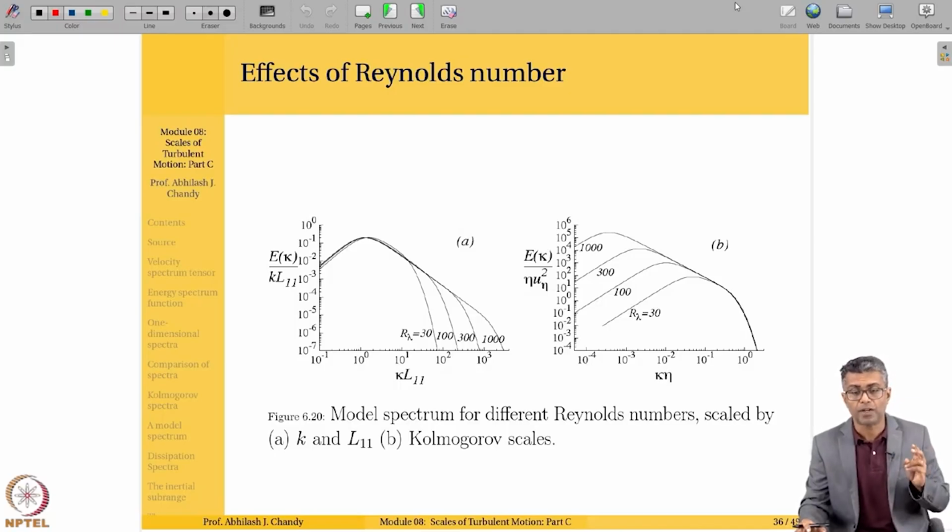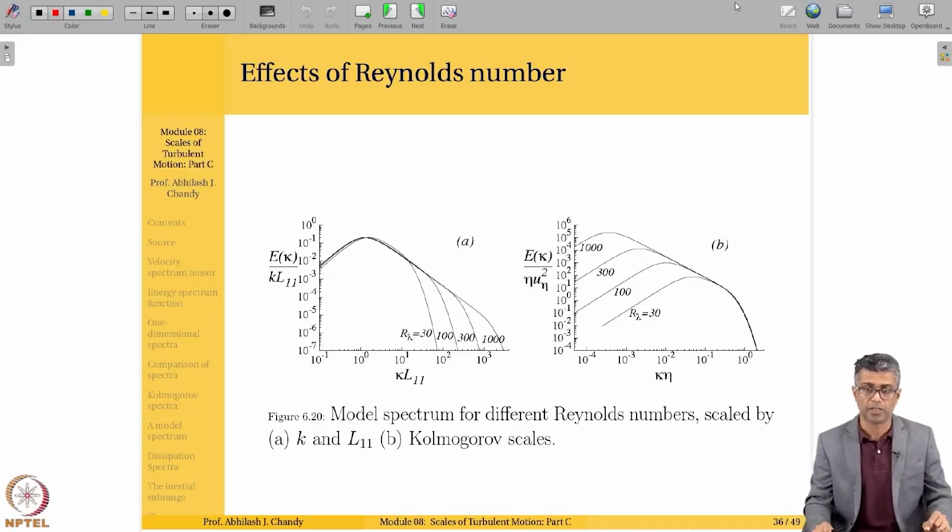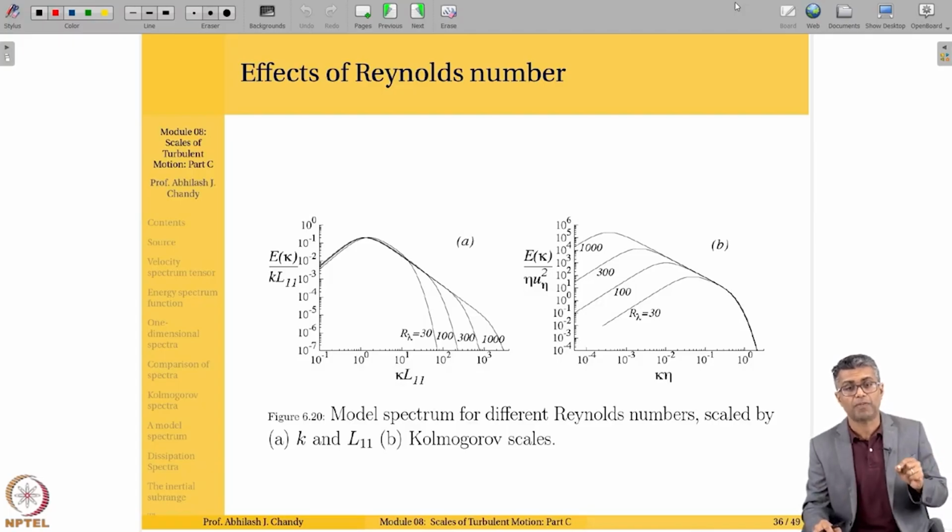But there is a difference between the 2 figures shown here in this slide. On the first figure on the left, what you have is E of kappa, divided by K L11. So it is normalized using the turbulent kinetic energy and the integral length scale. On the right side figure, it is shown here E of kappa divided by eta u eta squared.